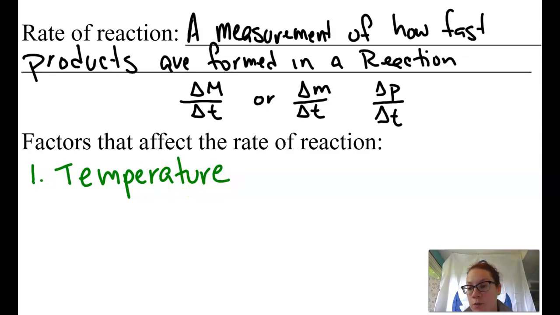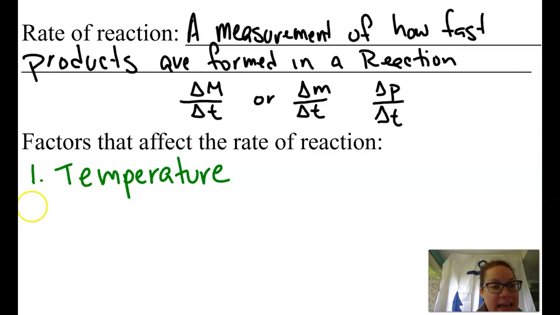This is why when you leave the milk out, it goes bad faster. So if the particles are moving faster, the reaction rate will go faster because the particles will collide more often and they will collide with more speed. So more particles will have enough energy in order to react. Something else you could do.